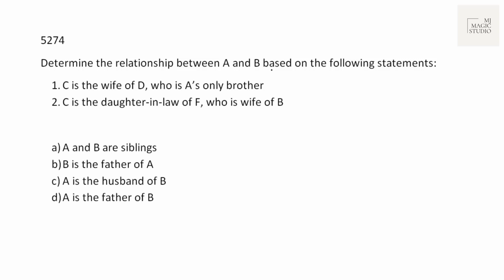Determine the relationship between A and B based on the following statements. C is wife of D. Okay, D is husband, C is wife. Who is A's only brother? D is A's brother. And these are a couple. C is daughter-in-law of F. That means F should be parent of D and A.